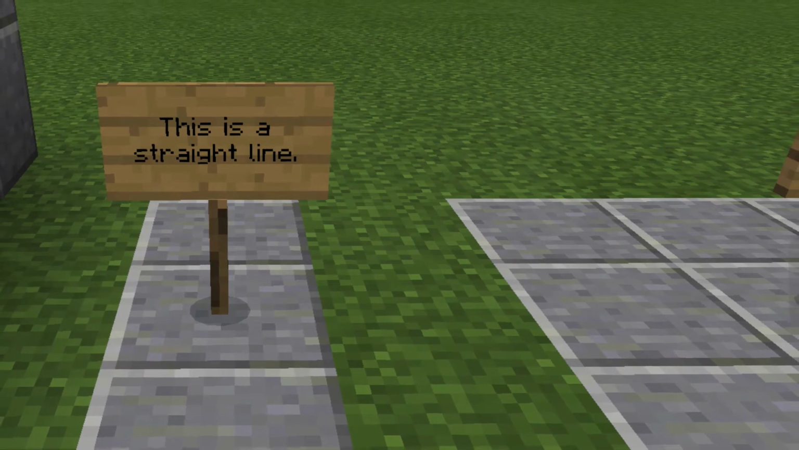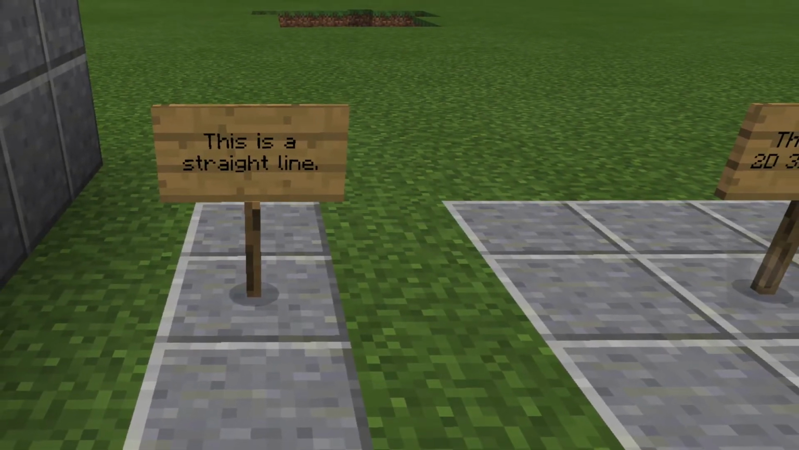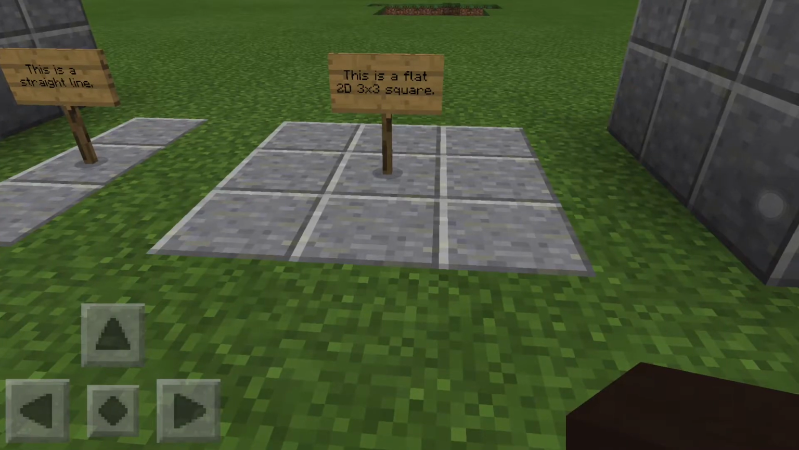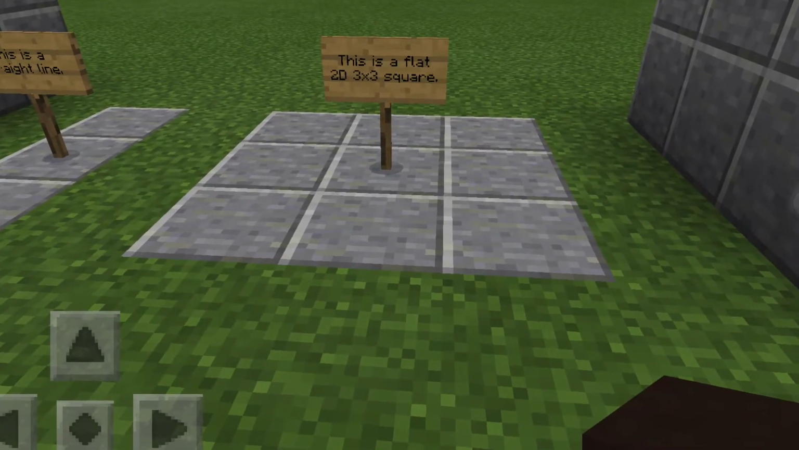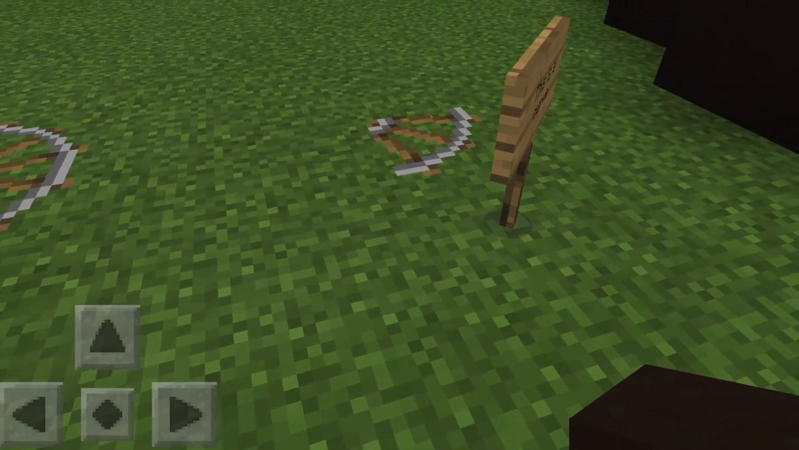A line is straight and does not have any curves and goes on forever. This picture shows a line segment, which means a part of a line. A square is 2D and it is made of 4 line segments of the same length that are connected by edges. An edge is somewhere where 2 sides of a shape meet.